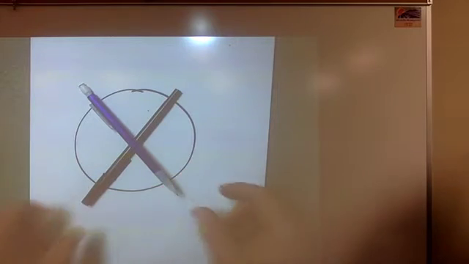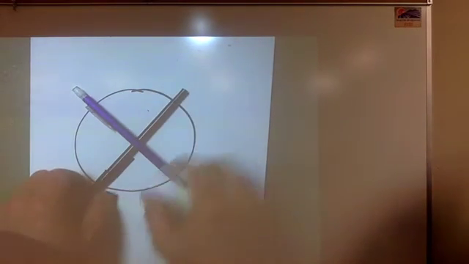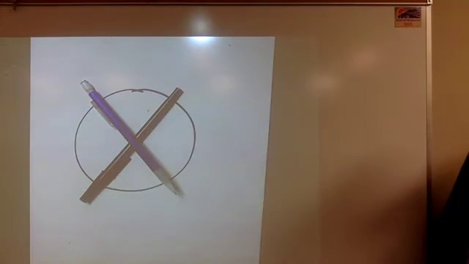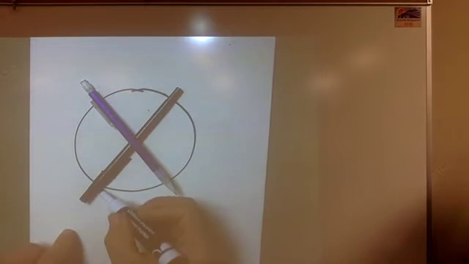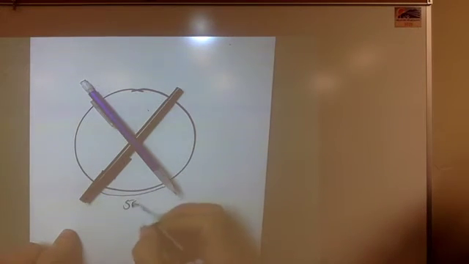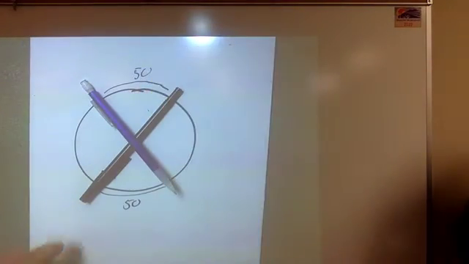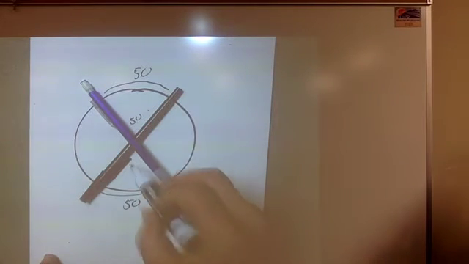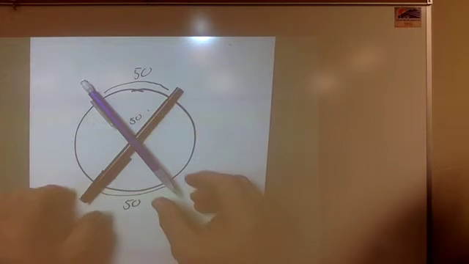And we'll call this top angle right here 50 degrees, and that would mean that this bottom one would also be 50 degrees because they're vertical angles. And since they're on the center, the arcs are also 50. So when it's on the center, the arcs and the angle are the same. Everything's 50.